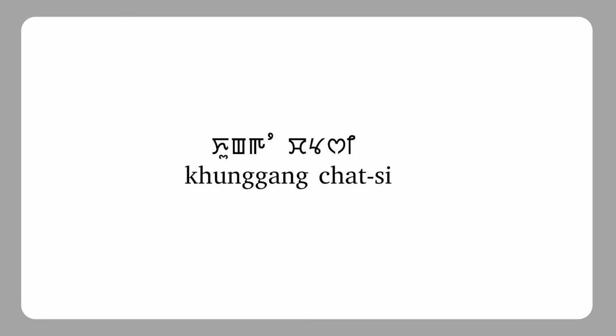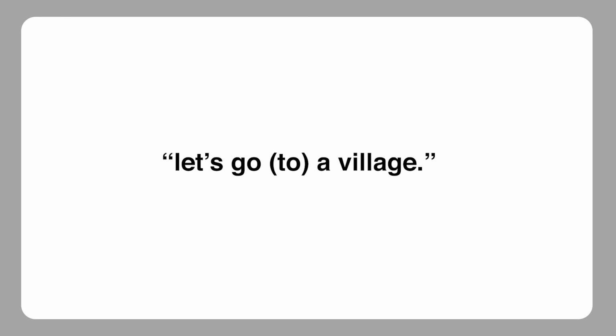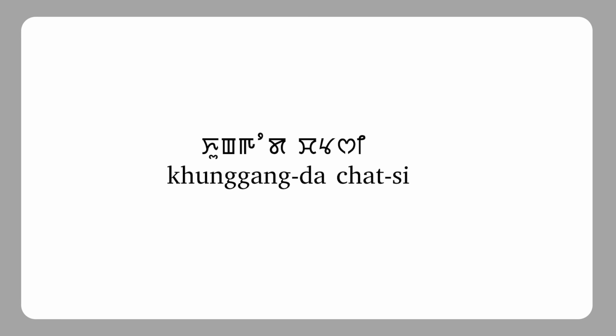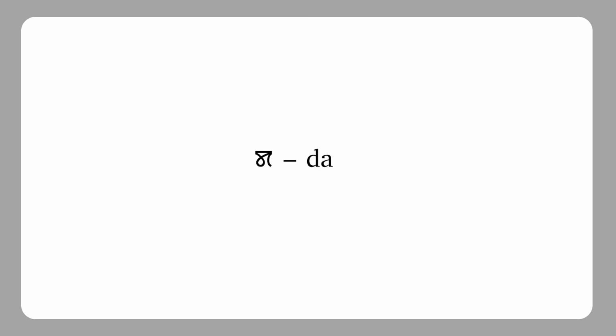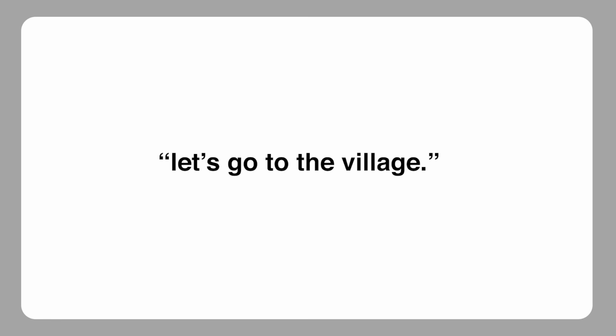In Khungang Chachi, the noun Khungang village appears without case marking and is interpreted as a non-specific or generic goal, giving the meaning of let's go, a village, or let's go to a village. In contrast, in Khungang the Chachi, the locative marker the explicitly encodes the noun as a spatial goal, resulting in a more specific or definite interpretation. Let's go to the village.